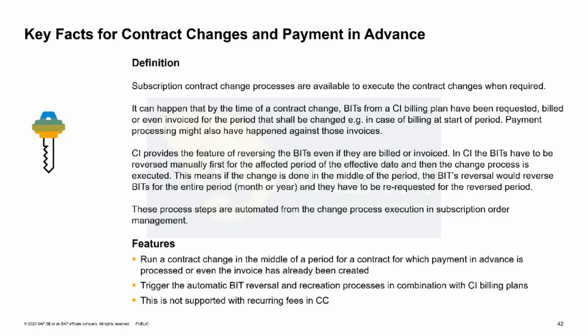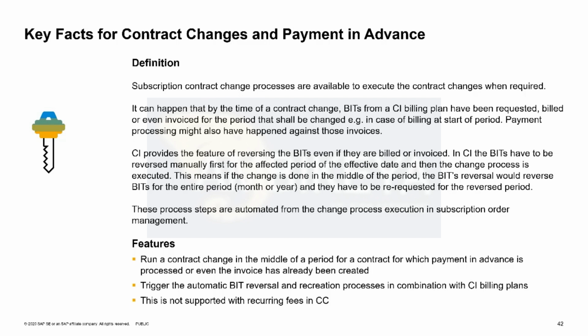If you want to allow even invoiced bids, that's up to your customizing settings. So if the bid is really already invoiced, it's a decision in CI if you want to allow the reversal of such bids. If you don't, the process will still fail. If you do, then you can use this process. We will automatically trigger the bid reversal and the recreation process in the background, so you will not recognize that. But it is not supported together with recurring fees in CC. It's only working together currently with billing plans.